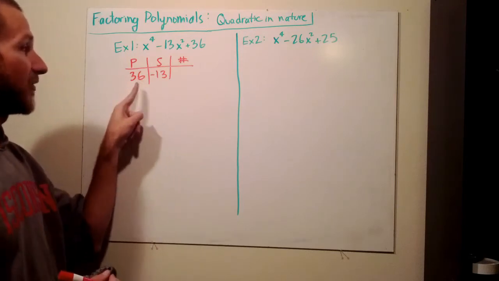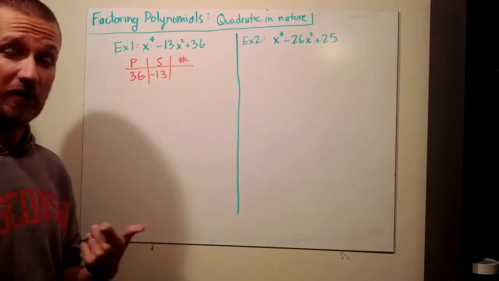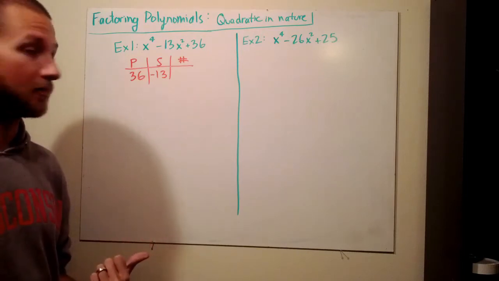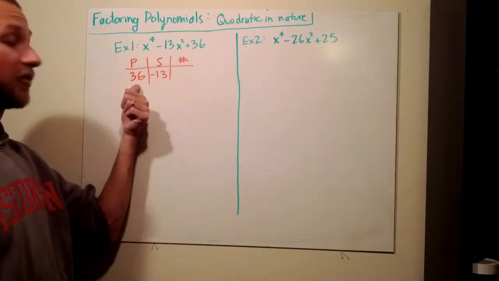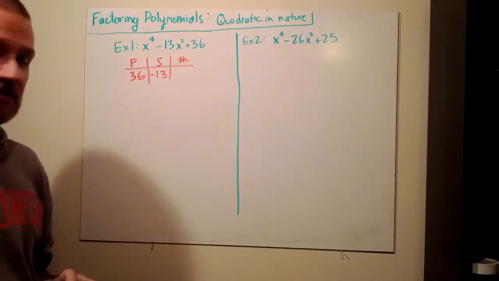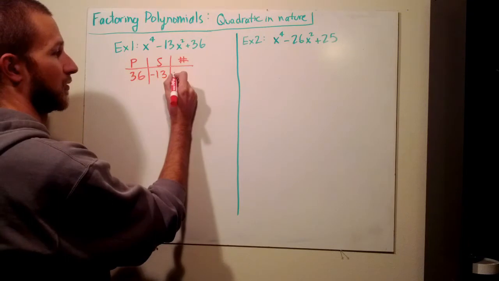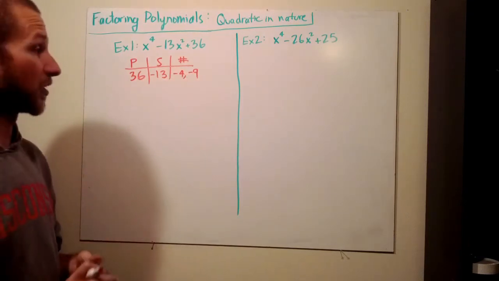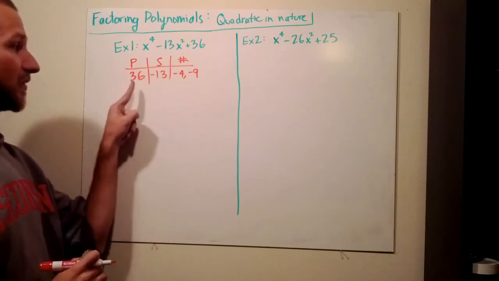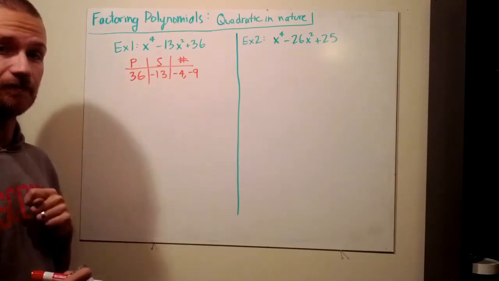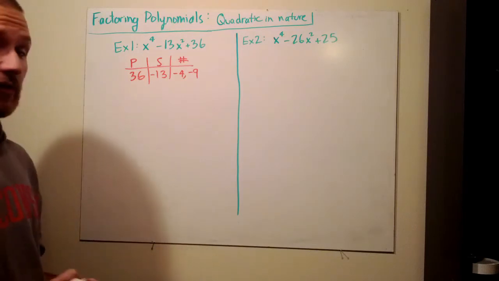If I'm going to add them to get negative 13, I'm going to need two negative numbers. So I can start with negative 1 and negative 36. They would multiply to be 36, but they would not add to the middle term. Think through these a little, and you end up with negative 4 and negative 9. It works because negative 4 times negative 9 is 36, and if I add negative 4 and negative 9, I get negative 13. Now the process will be very similar.